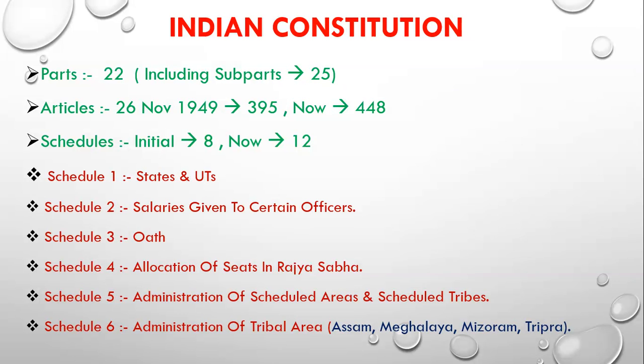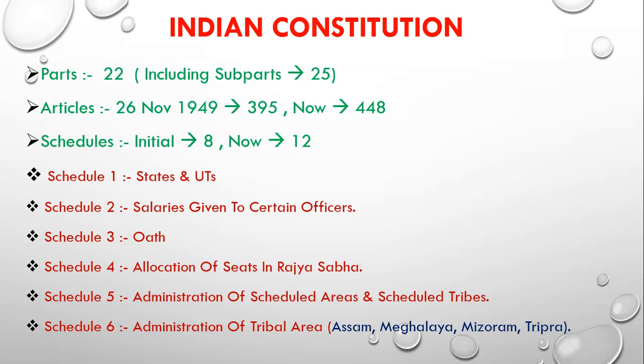Now what is Schedule 4? Schedule 4 is the allocation of seats in Rajya Sabha. Now what does it mean? Friends, I have told you that there are different seats. Different numbers of seats are allocated to different states in Rajya Sabha. For example, X number of seats are allocated to Madhya Pradesh, Y number of seats are allocated to Uttar Pradesh. So for each state the number of seats in Rajya Sabha is different.